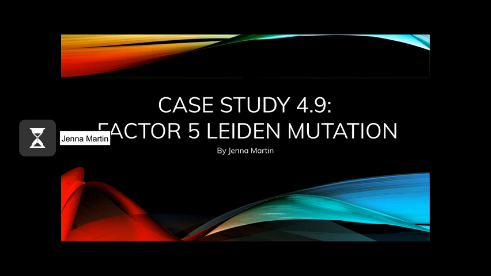I'm doing my case study 4.9 and it's on a factor V Leiden mutation. So basically, this case study is concerning coagulation disorders, and it's about a 25-year-old white woman who presents to the emergency department with a painful swollen right calf. She's been taking oral contraceptive pills for the last 6 months, and on physical examination, the right calf is tender and 5 centimeters larger in diameter compared with the left calf.